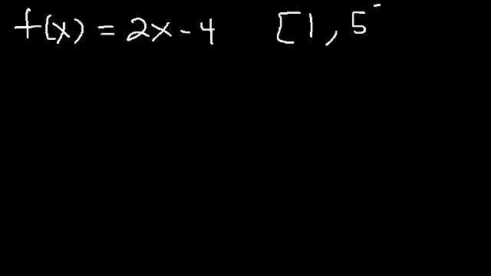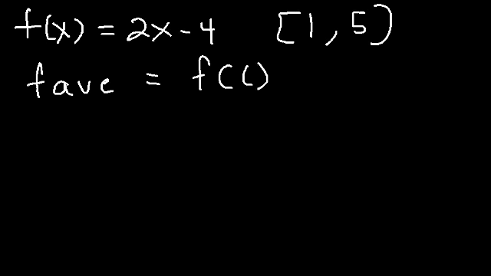Now going back to the original problem, f of x, which is equal to 2x minus 4 on the interval 1 to 5. Sometimes you might get a question like this. Find a c value where f of c is equal to the average y value. So how can you calculate the c value where this expression is true? And that c value has to be between 1 and 5.